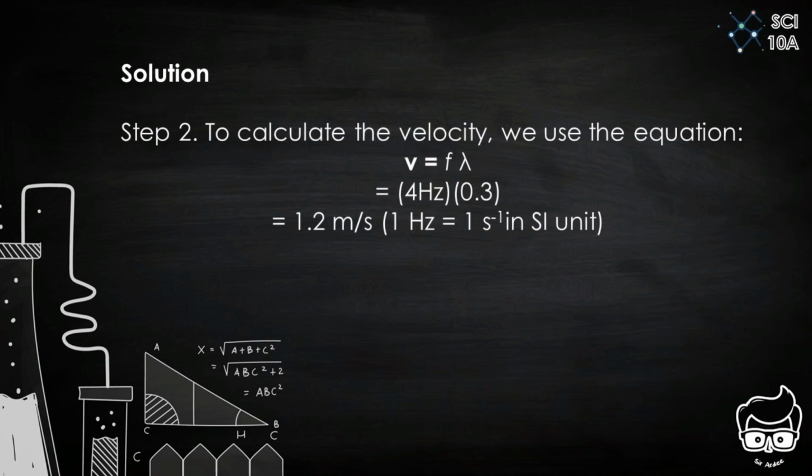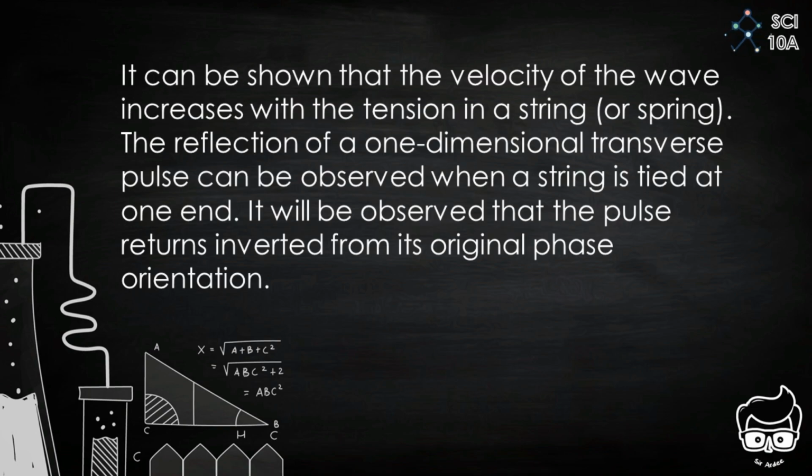Step number 2. To calculate the velocity, we use the equation velocity is equal to frequency multiplied by the wavelength. Since we already have the value of the frequency, which is equal to 4 hertz, we are just going to multiply it by 0.3. Multiplying 4 by 0.3 will give us the answer for velocity, which is equal to 1.2 meters per second. It can be shown that the velocity of the wave increases with the tension in a string or spring.